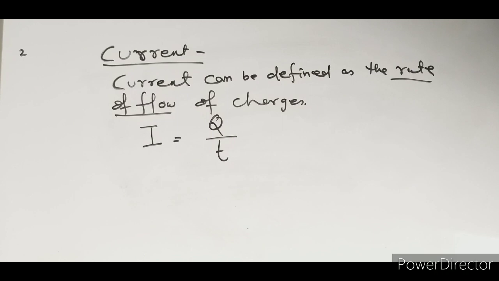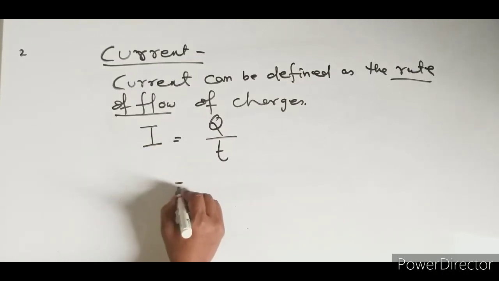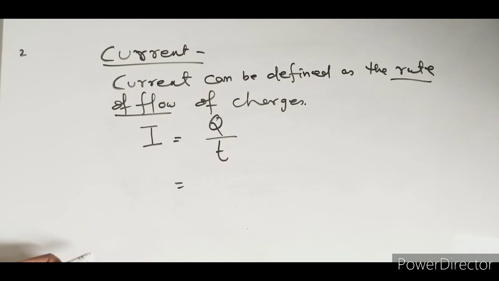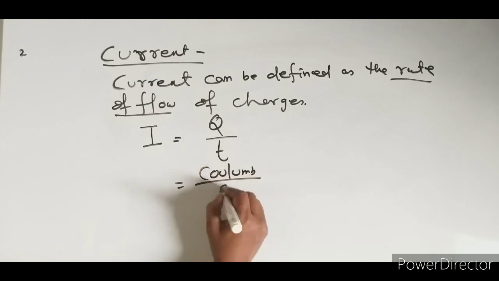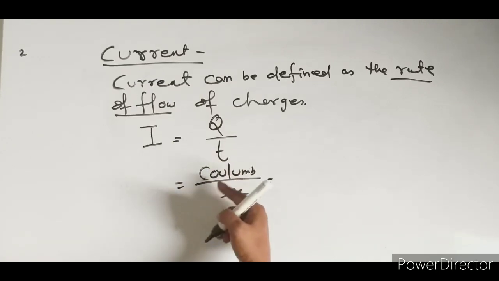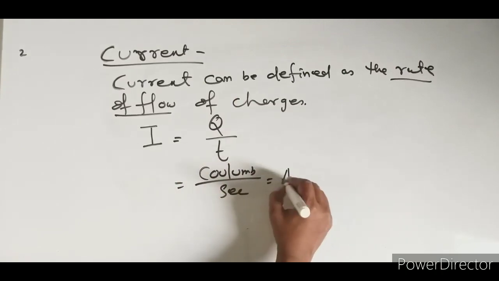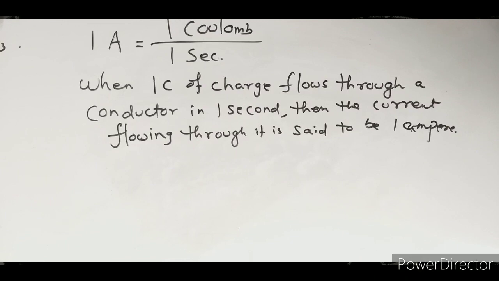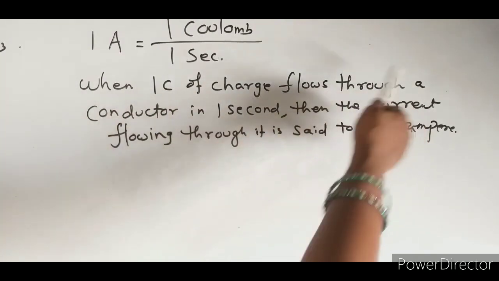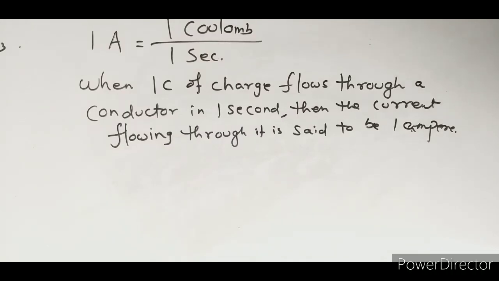Here what will be the unit? So the unit of current, here Q stands for charge, whose unit is coulomb, and here T is second. So the unit is coulomb per second, otherwise called ampere. So the unit of current is ampere. So 1 ampere of current can be defined as 1 coulomb by 1 second. So when 1 coulomb of charge flows through a conductor in 1 second, then the current flowing through it is said to be 1 ampere.